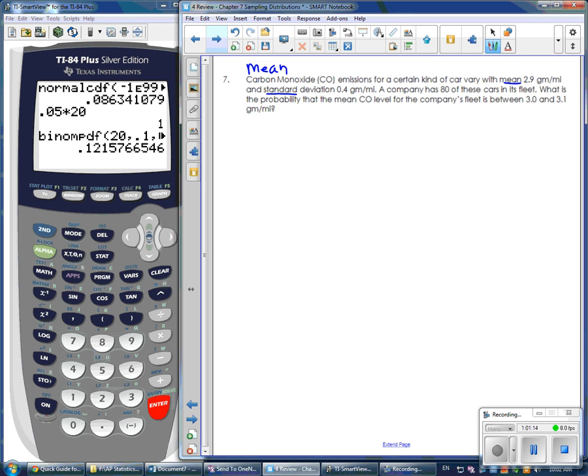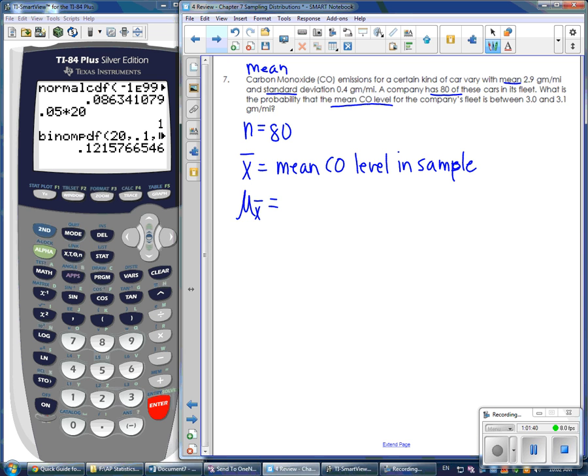Okay, and so if I'm looking at a sample of 80 cars, so if n is equal to 80, and I'm looking at the mean CO level for the sample, I'm dealing with X bar. So let's go ahead and define it. It's the mean CO level in the sample. Okay, so let's find the mean of X bar. The mean of X bar is just going to be the same as the mean of the population, which is 2.9. Remember, when you're dealing with means, you need to include those units.